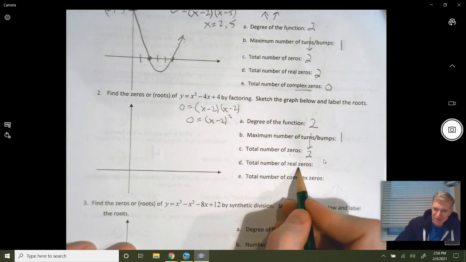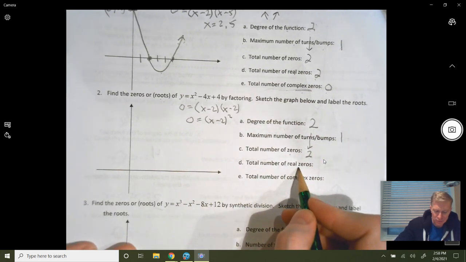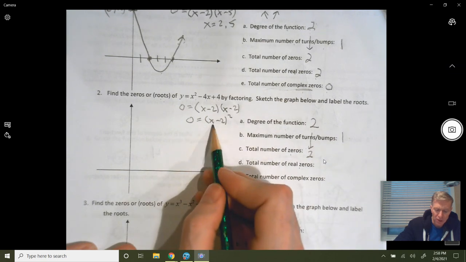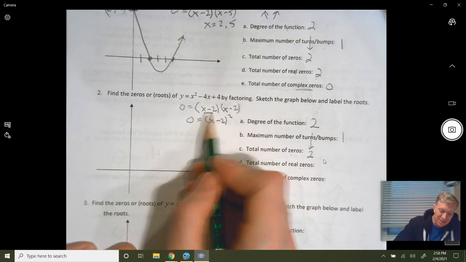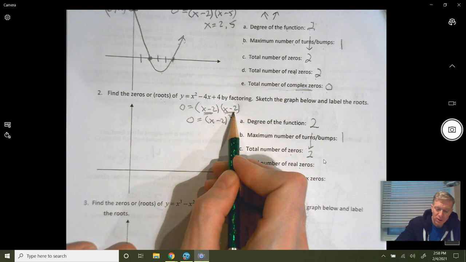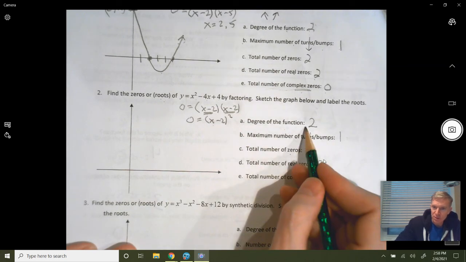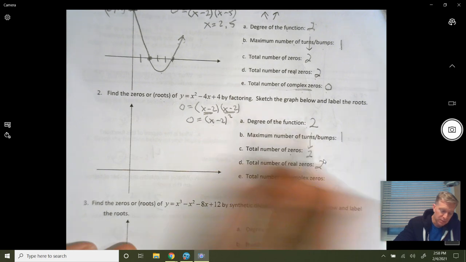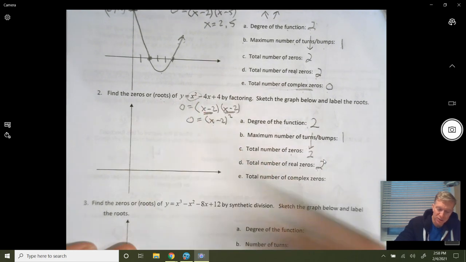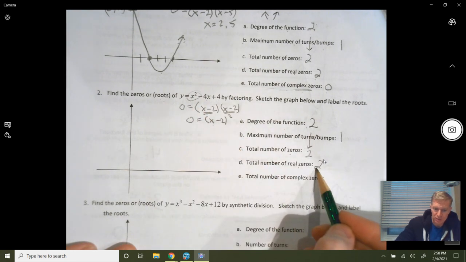Total number of real zeros, this is tricky. It looks like there's just 1. Your zero is 2. But since this is a zero of 2 that occurs twice, we call it 2. That accounts for 2 of the zeros of the function. So remember, we have to account for 2 because it's second degree. They're both real. There's no imaginary ones here.